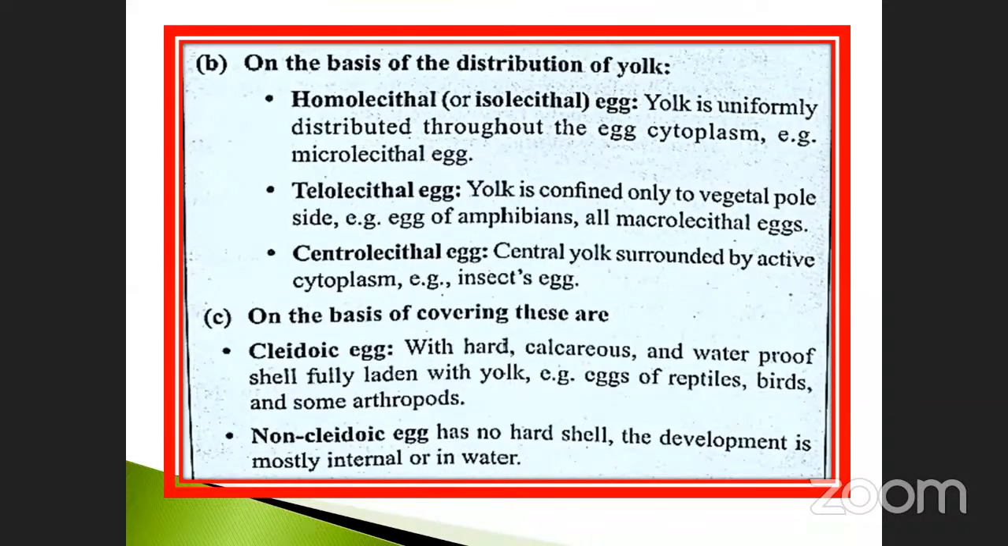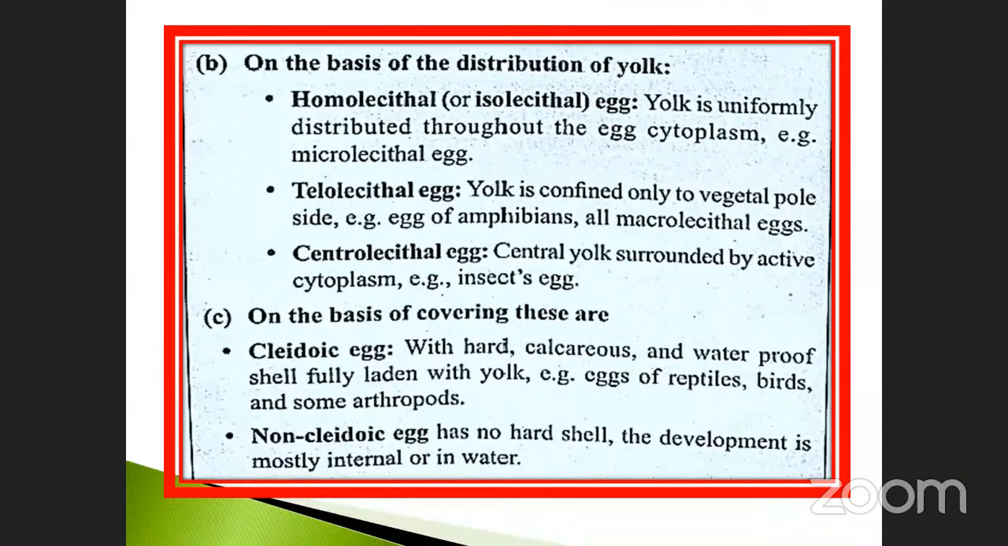Okay, next we are going to see classification on the basis of covering. Covering means there is a layer, mostly calcium carbonate or calcium phosphate. Cleidoic eggs have a hard calcareous and waterproof shell, fully laden with yolk. Examples are eggs of reptiles, birds, and some arthropods. Calcium carbonate. Okay, our teeth are made up of what? Calcium phosphate.